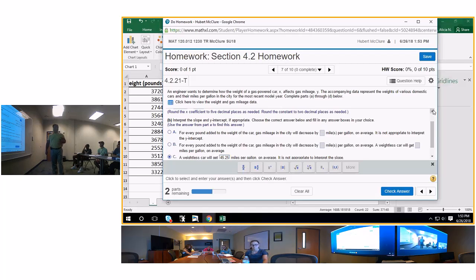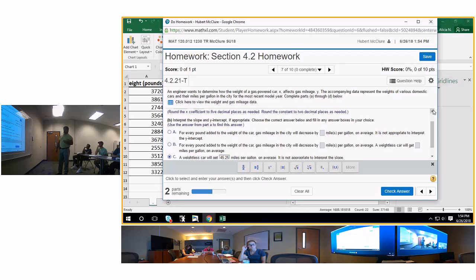All right, so for every pound added to the weight of a car, gas mileage in the city will decrease. I like that one. Or increase, whatever. But is our slope positive or negative? It's negative. So the slope is telling us that it's going down. So that may be a good answer. A may be your best answer.